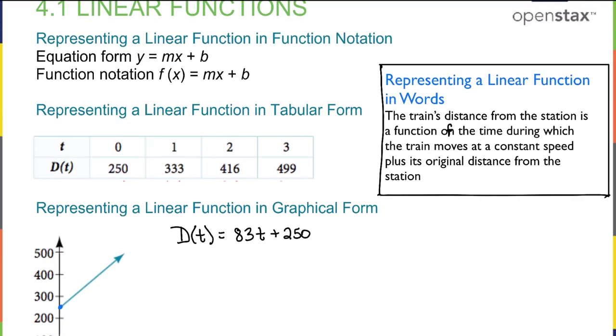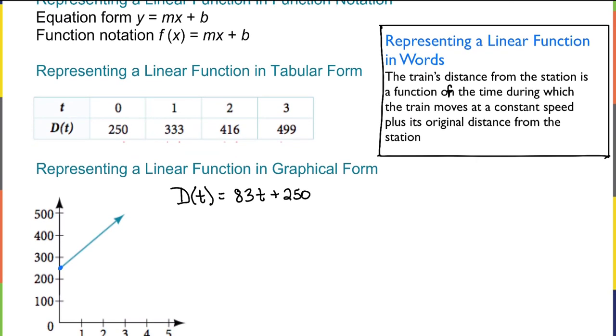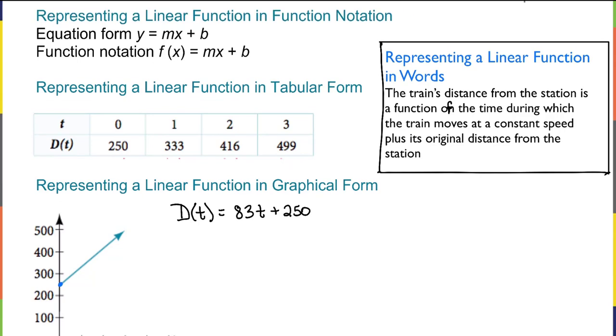In order to represent a linear function, there are several ways that we can do this. The first one is representing a linear function in function notation. We just got finished with chapter 3, and you will recall we used function notation for many types of function, not just linear. We had quadratic, cube functions, square root functions. But again, we're going to focus specifically on linear functions here.